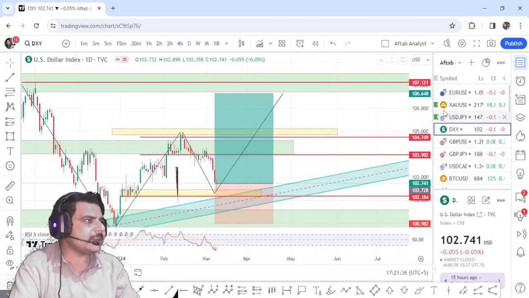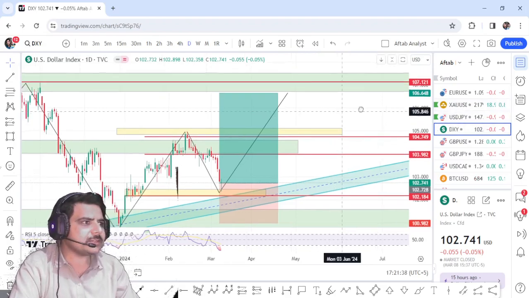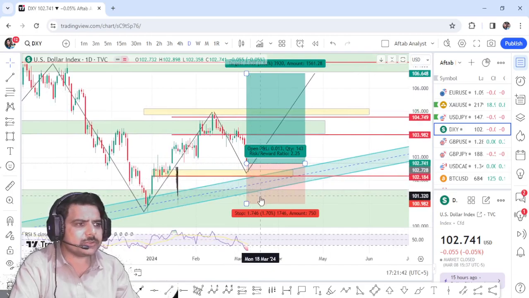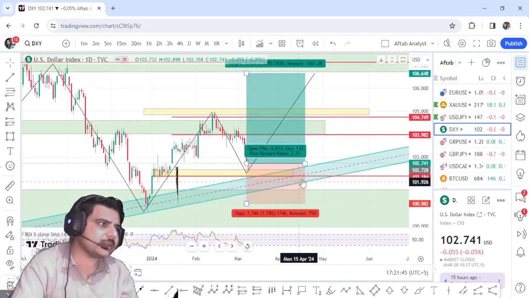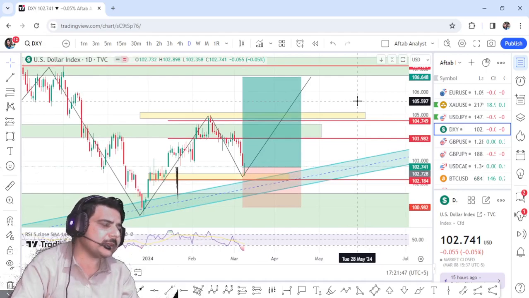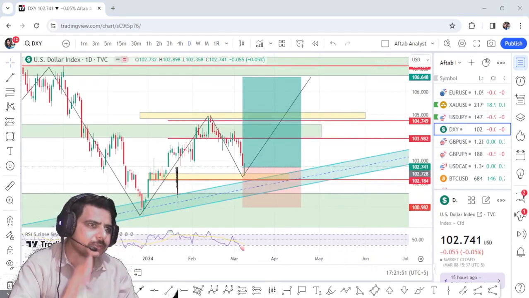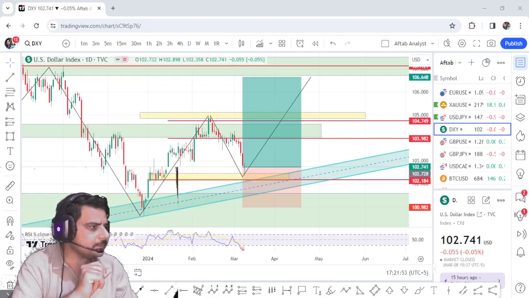So this is the dollar index. Let's see what it gives next, definitely. And obviously, with a break below this trend line, I will then observe the market a little bit more, and then I will be in a better position to say something about it, right?